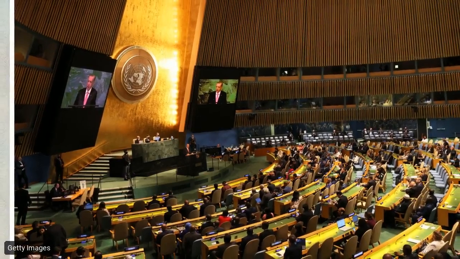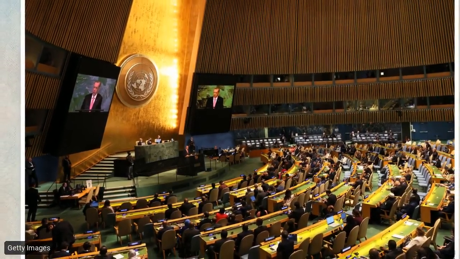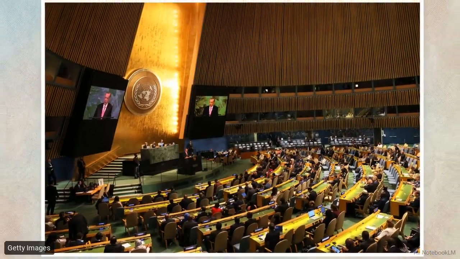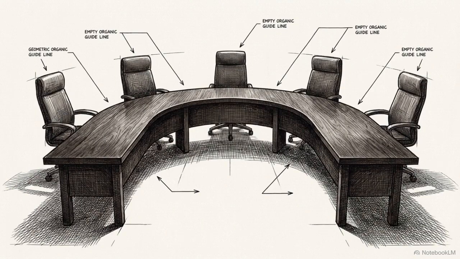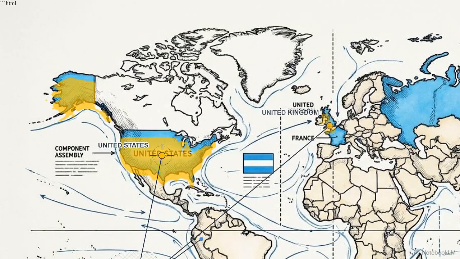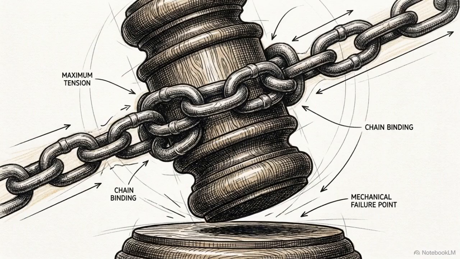Universal representation is found here, in the General Assembly, where every state has exactly one equal vote, regardless of its GDP or military size. But the Security Council is where the power resides. The 5 permanent members, the US, UK, France, Russia, and China, were granted the right to veto any substantive resolution.